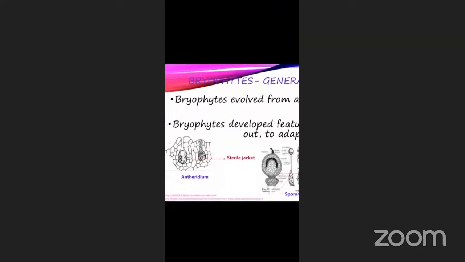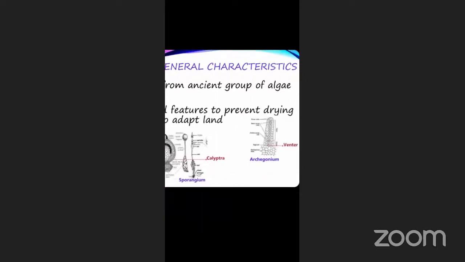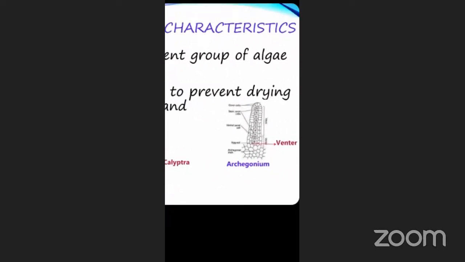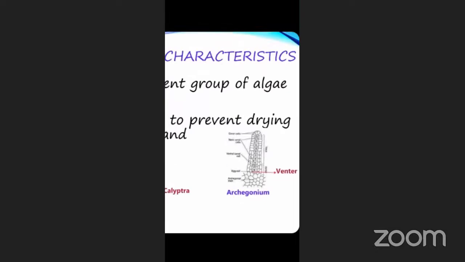See here, these are the archegonium and antheridium. This one is the archegonia. A flask-like structure is present, with a long neck canal and a swollen base. That one we call archegonia. In this archegonia, the embryo is formed. This is the first stage in the bryophytes only. That's why we call bryophytes embryogenic plants.